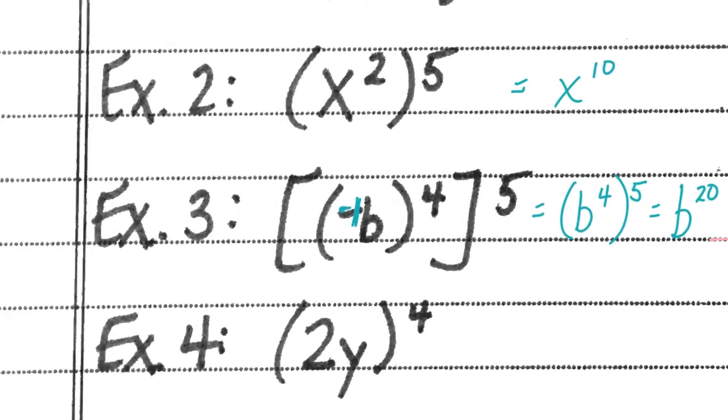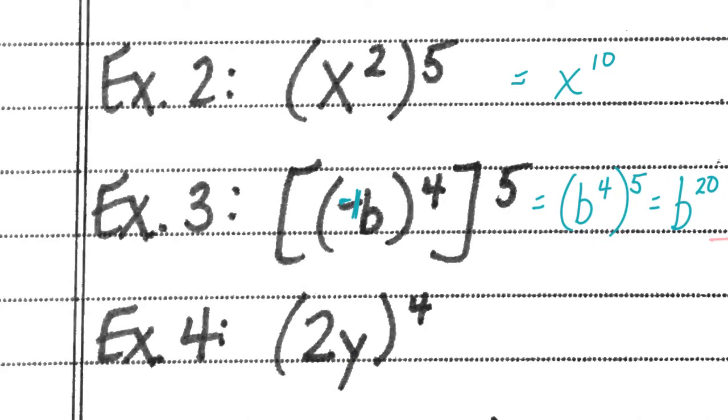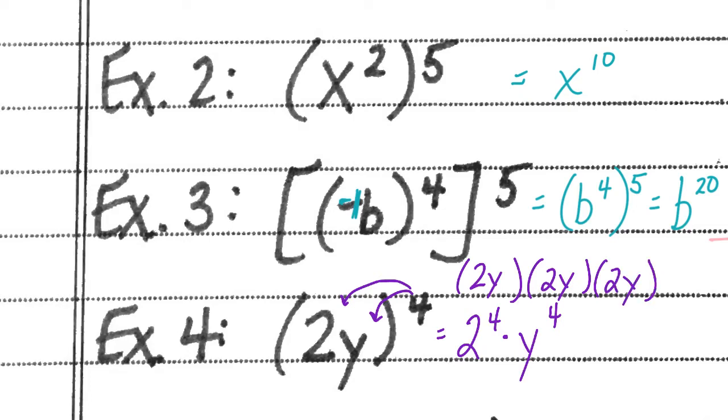All right, so now we're going to have 2y, all to the fourth power. So remember, we're going to take 2 to the fourth power times y to the fourth power, because this is literally saying 2y times 2y times 2y times 2y. Well, I know that 2 to the fourth power is 16, y to the fourth.